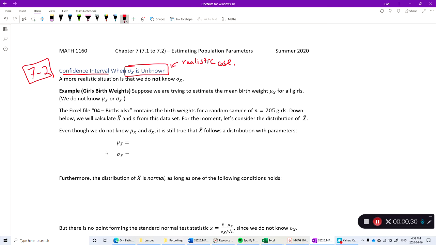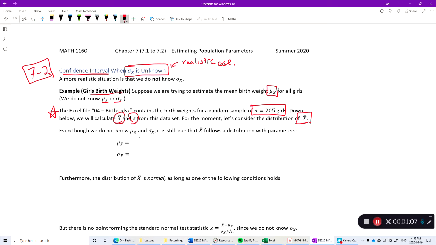So let's go back to the question of girls' birth weights. Suppose we're trying to estimate the mean birth weight mu x for all girls, and we don't know mu x and we don't know sigma x. Now, there's an Excel file, a data set that we have, that has the birth weights for a random sample of 205 girls. Later, we're going to calculate the x bar and s from the data set, but we don't need it quite yet. So for the moment, let's consider the distribution of x bar.